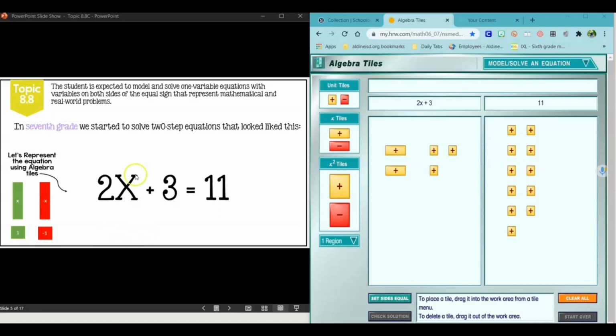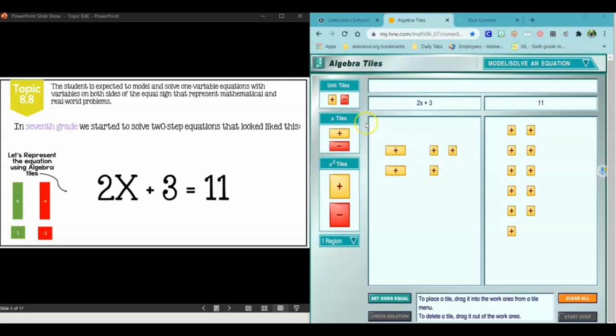Okay, guys, so I went ahead and filled out my model. I got my tiles. I have 2x plus 3 on the left, which matches, and then I have positive 11 on the right side. Okay, so we want to solve for x, meaning we want to get it by itself. So here, instead of doing one step, we're going to have to do 2 steps. So again, our goal is to get this x by itself. So first things first, I'm going to start on the left side since the x is on the left side.